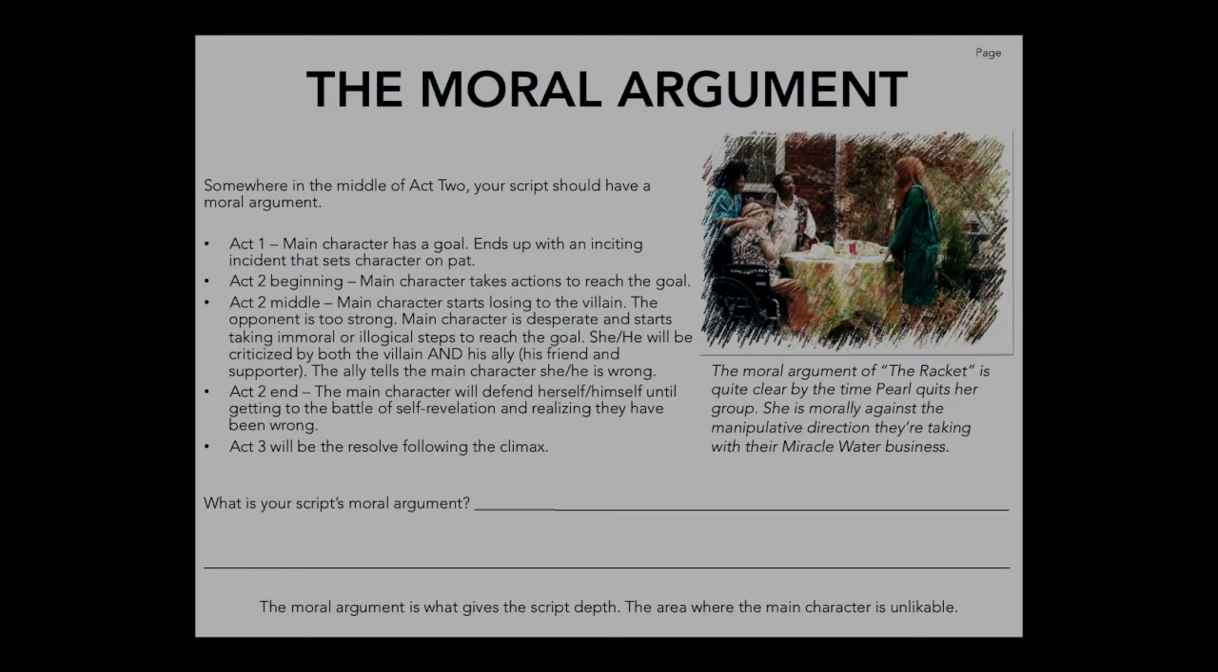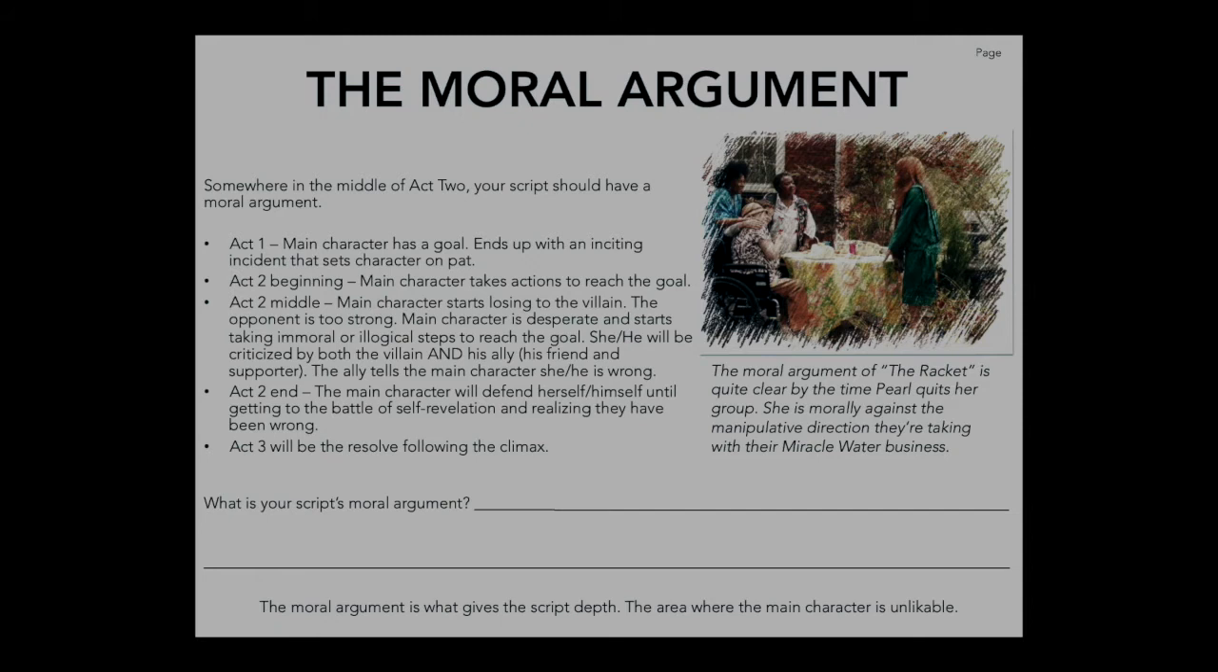So basically, until they get to this big climax where they realize they're wrong, or they've believed the wrong thing, or they've had a faulty desire and it's been wrong all along. That's what we're trying to get to at the end of Act 2. Act 3 is going to be the resolve following the climax, so we'll get to Act 3 shortly. But by now, we should know our script's moral argument. Sometime by the middle of Act 2, you should know what that is.